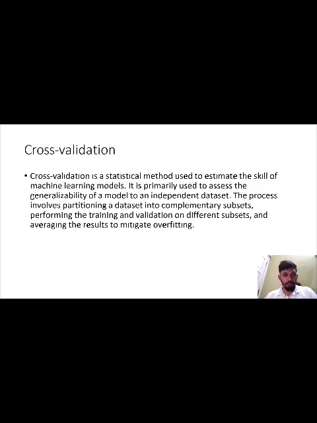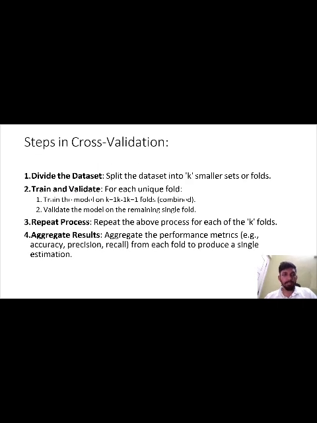One more topic: cross validation. Cross validation is a statistical method used to estimate the skill of machine learning models. It is primarily used to assess the generalization of the model to an independent dataset. The process involves splitting a dataset into complementary subsets, performing training and validation on different subsets, and averaging the results to mitigate overfitting.